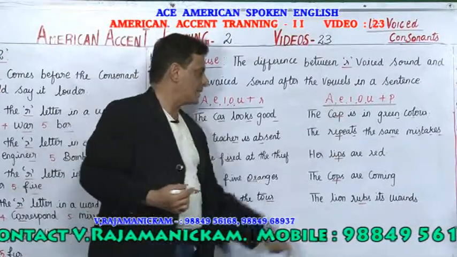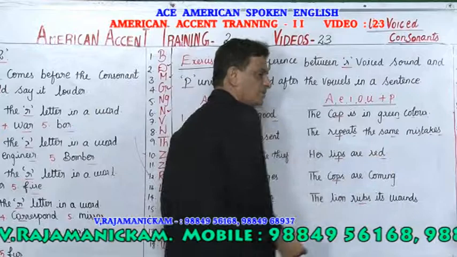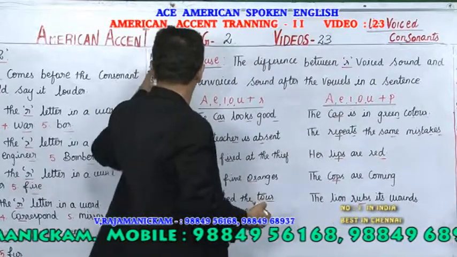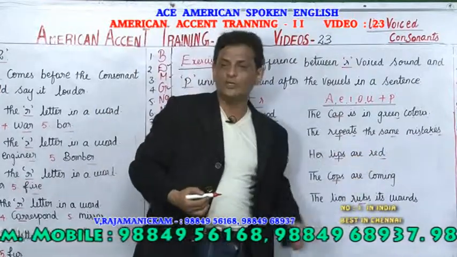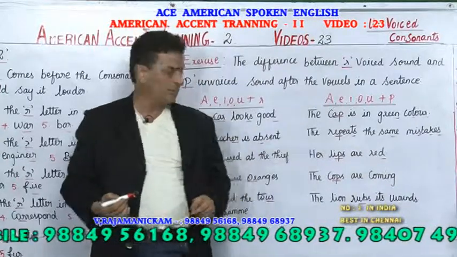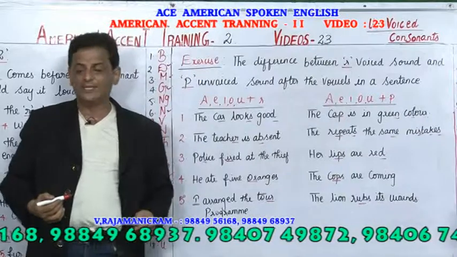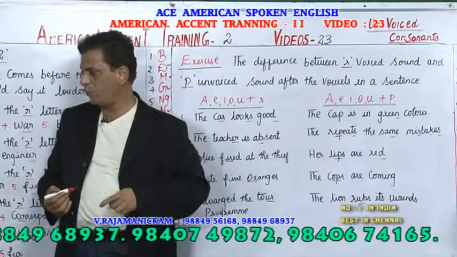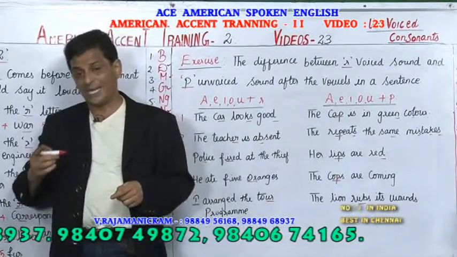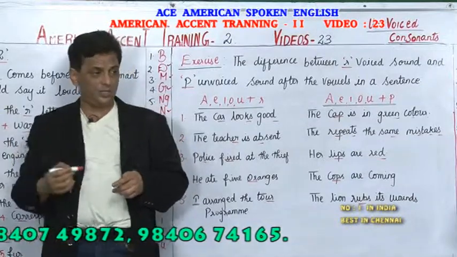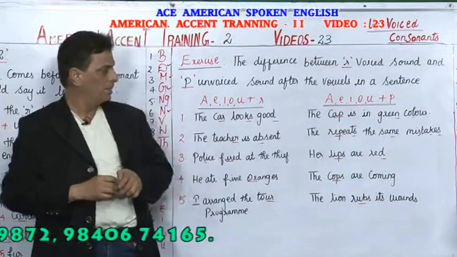Her lips are red. See, D voiced or unvoiced? Voiced. D is voiced, number 2. So, red you say. You don't say red. P is voiced or unvoiced? Unvoiced. So, her lips are red. Lips. You don't say lips are red. Her lips are red.